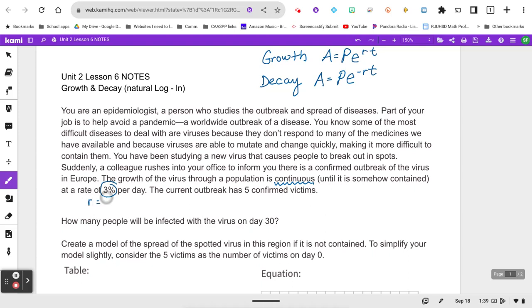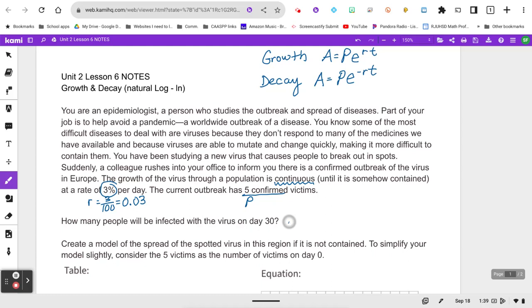And remember, we're dividing the 3 over 100, or just move your decimal 2 places to the left. And we have 5 confirmed victims. So that is our initial amount. So it says how many people will be infected with the virus on day 30.